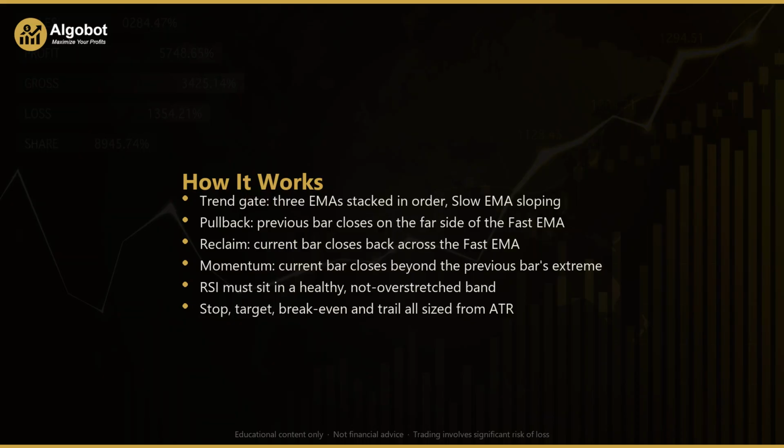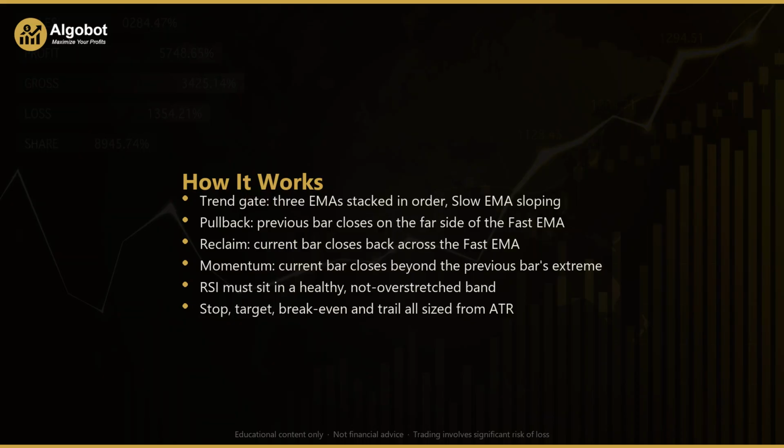Once the trend gate is open, the strategy looks for a pullback and a reclaim. On the long side, it wants the previous closed bar to have dipped, meaning that bar closed below the fast-moving average, a genuine step back into the ribbon. Then the current closed bar must reclaim, closing back above the fast average. To confirm the pullback is decisively over, that same bar must also close above the previous bar's high. That is the momentum check. Only then does the strategy consider the pullback resolved in the trend's favor.